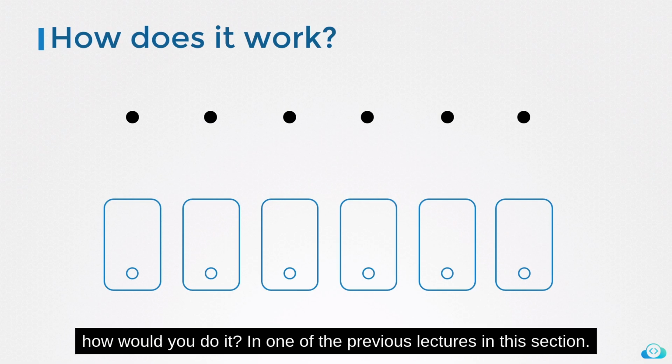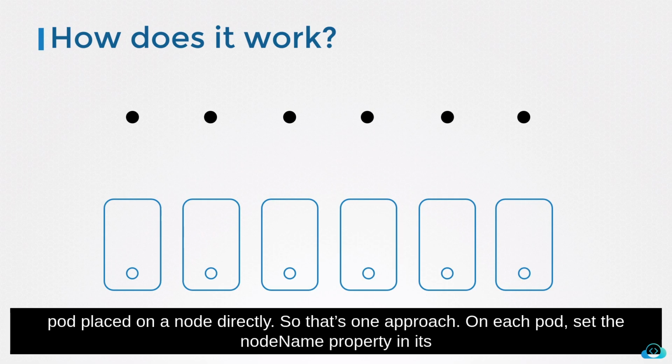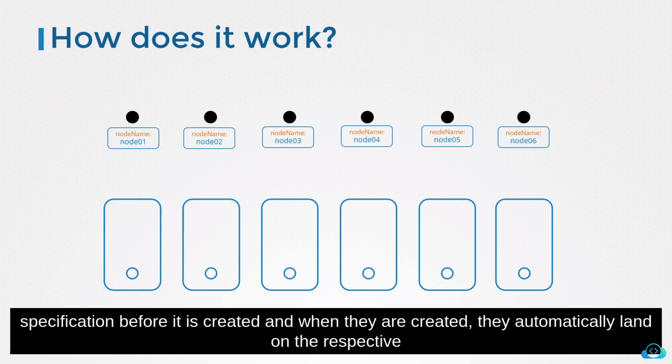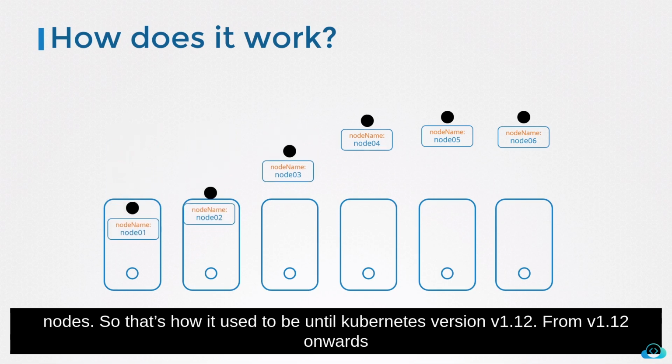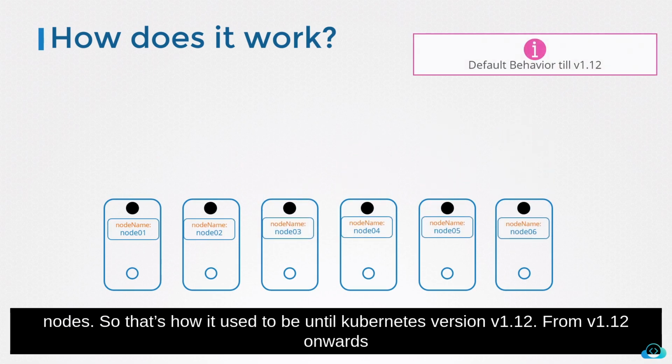In one of the previous lectures in this section, we discussed that we could set the node name property on the pod to bypass the scheduler and get the pod placed on a node directly. So that's one approach. On each pod, set the node name property in its specification before it is created, and when they are created, they automatically land on the respective nodes. So that's how it used to be until Kubernetes version 1.12.